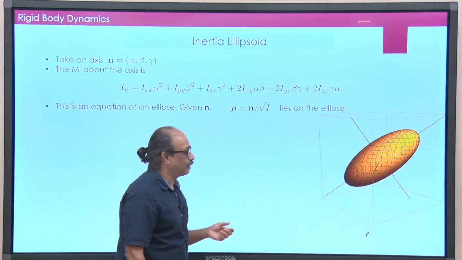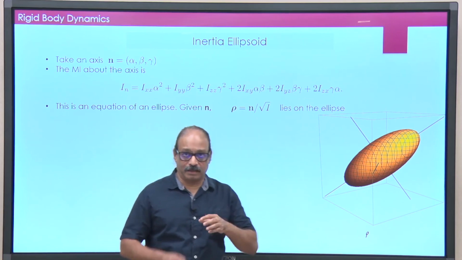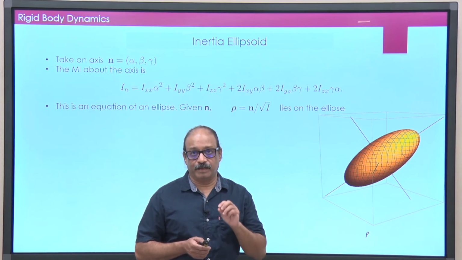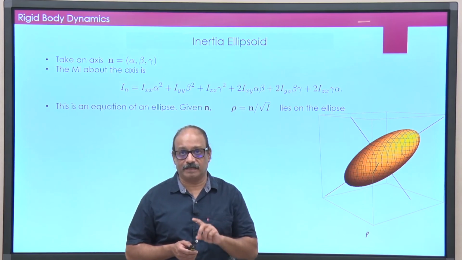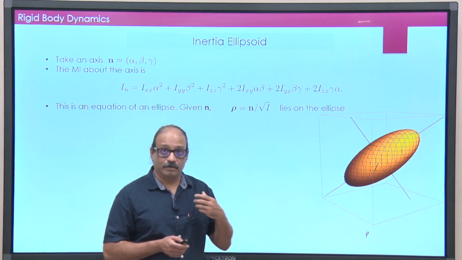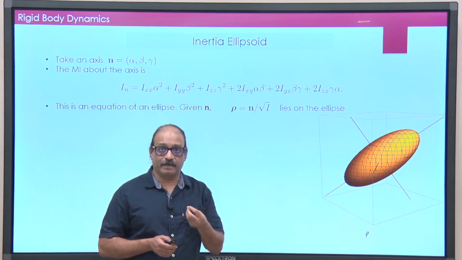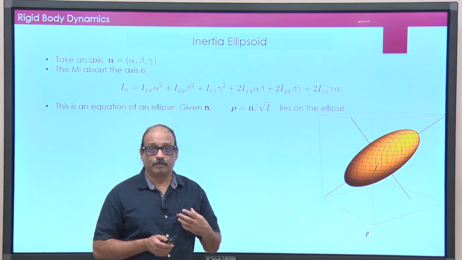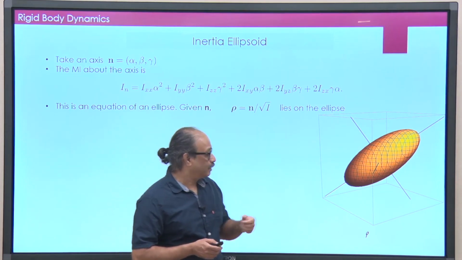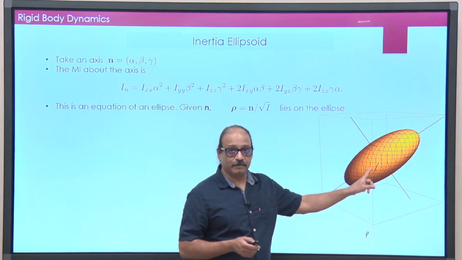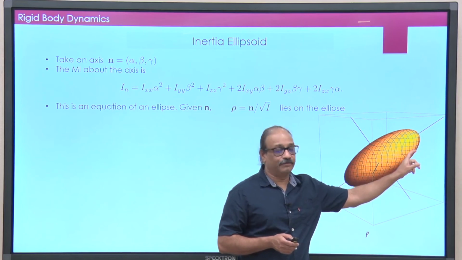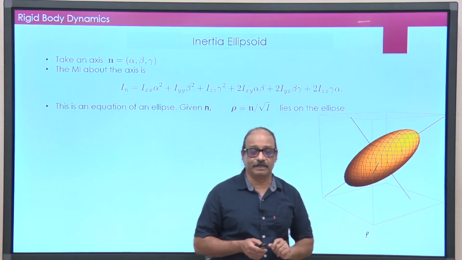And not surprisingly, remember in the cube example, along 1 1 1 we had 1 over 6 ml square as the principal moment and the other two were 11 by 12. So, along the 1 1 1 axis, the moment of inertia, or the principal moment, is the smallest. In that case, the length of the axis will be longest in the 1 1 1 direction.